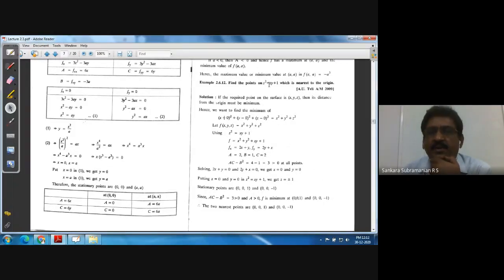Find the point on, this is actually a surface, which is nearest to the origin, which means that they have been used the distance from the origin to the point, right? The objective function has been taken.